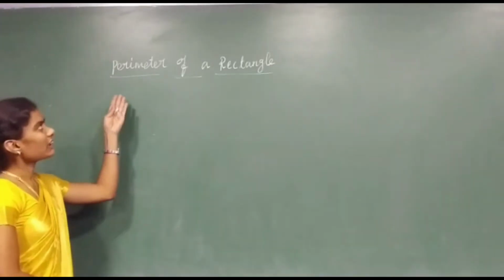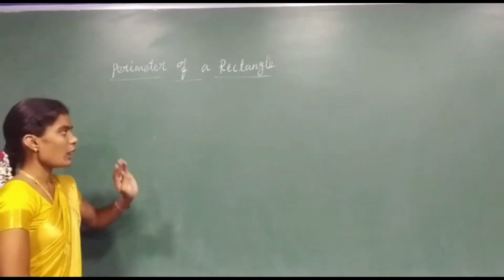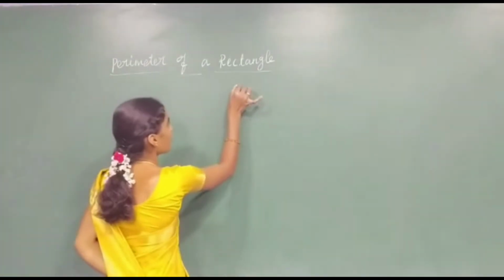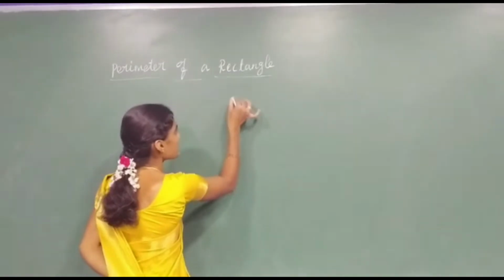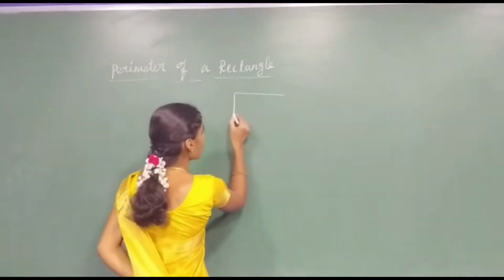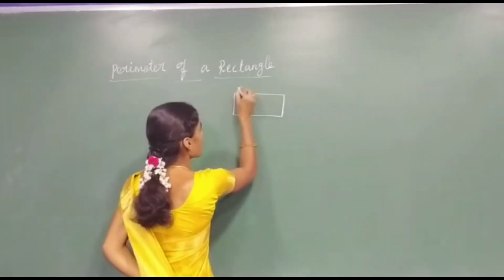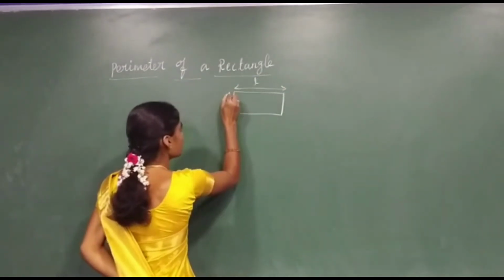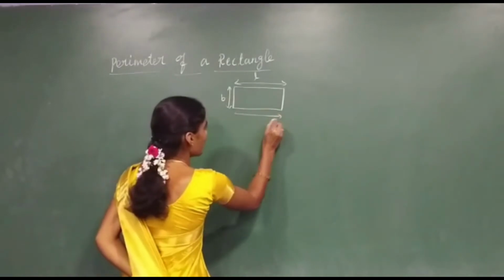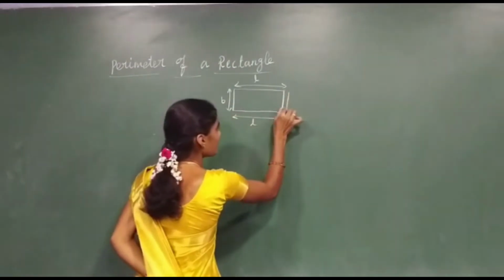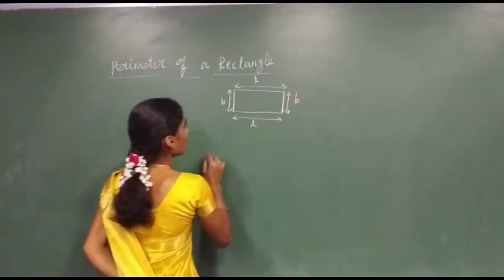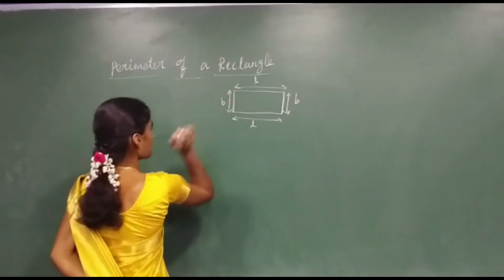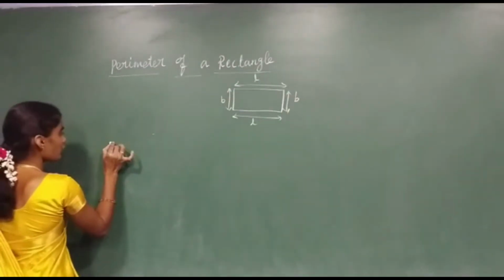We want to find the perimeter of a rectangle shape. How to draw a rectangle? The opposite sides are equal. This is called a rectangle. This is the length, this is the breadth, here also length, here breadth. We want to calculate the perimeter. How to find the formula?